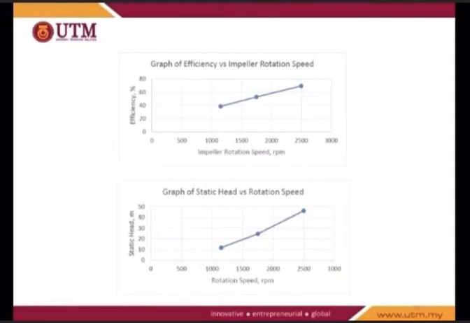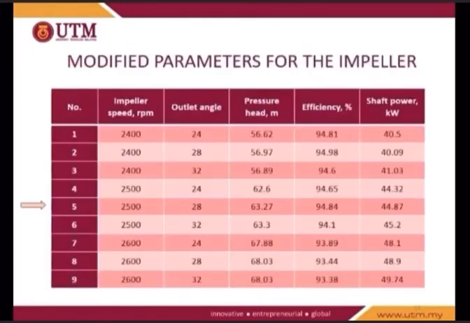38.55%. And the next figure shows the relationship of rotation speed with static head. It is clear that as the rotation speed increases, the static head also increases. The analysis result shown was from the CFX. The modified parameters for the impeller are the blade angle and rotating speed. Efficiency, total pressure head developed, and shaft power are calculated in Fluent for different models.